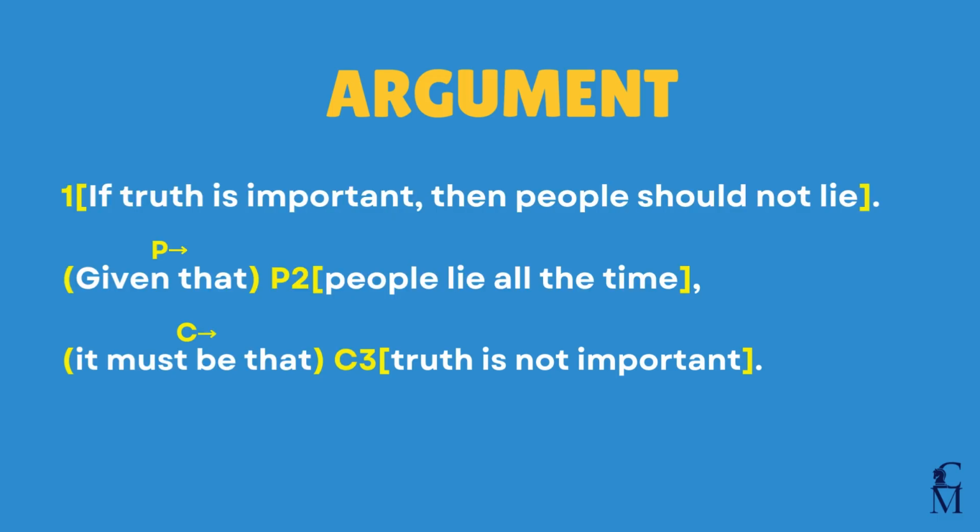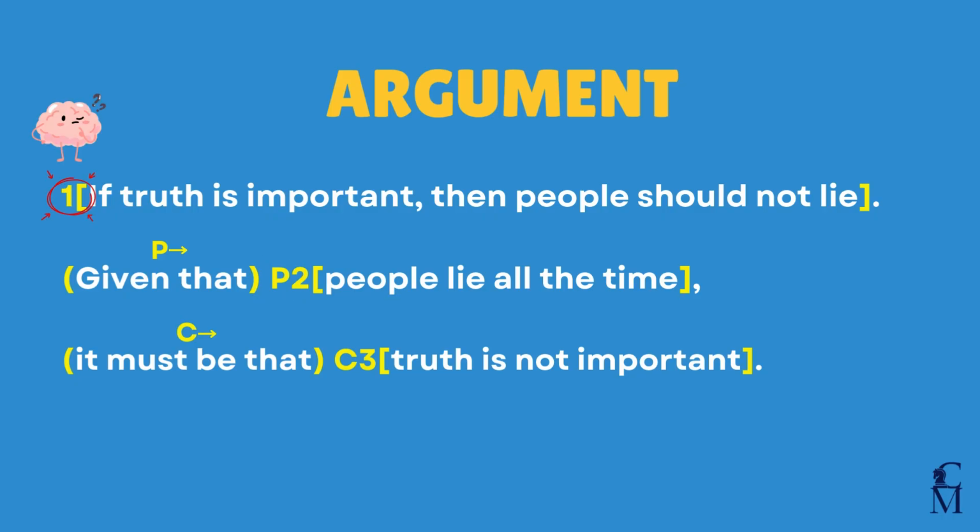So, given our ability to identify premise and conclusion indicators, and how to use them to identify premises and conclusions, as well as our knowledge of how to identify statements, we were able to determine that this argument is made up of a total of 3 statements. The conditional statement, if truth is important, then people should not lie. The simple statement, people lie all the time. And the simple statement, truth is not important. We were also able to determine that the conclusion of this argument is statement 3, truth is not important, and that at least one of the premises being put forth to support this conclusion as a reason is statement 2, that people lie all the time.